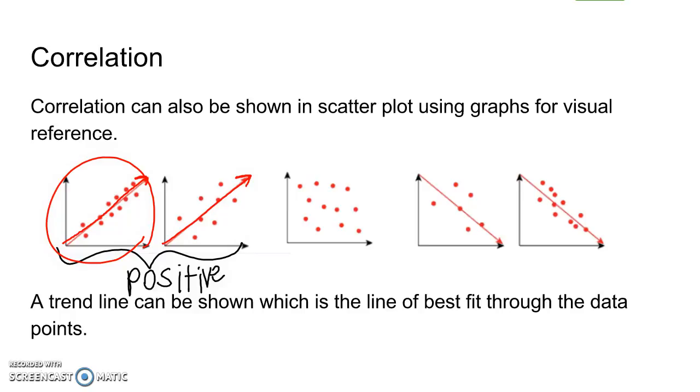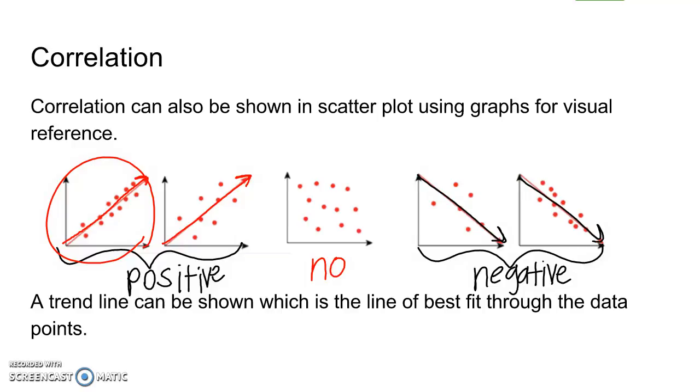This middle graph, what kind of a correlation would it have? We would say this is no correlation. It's just a bunch of dots. It's not going up or down from left to right. And then the last two would have a negative correlation. And notice they've drawn a trend line going from left to right, going down, okay? I think it's on the next slide.